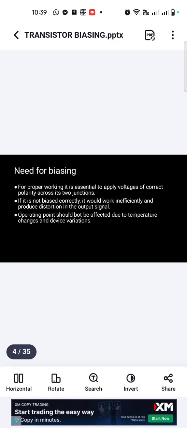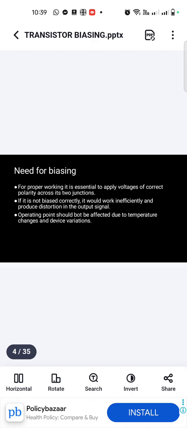In another way, it prevents distortion. Distortion is in the sense of disturbance. If the transistor is in active region, and the Q point is in the center of the active region, we will get the proper output. If it is not biased correctly, it would work inefficiently and produce distortion in the output signal. Operating point should not be affected due to temperature changes and device variations.